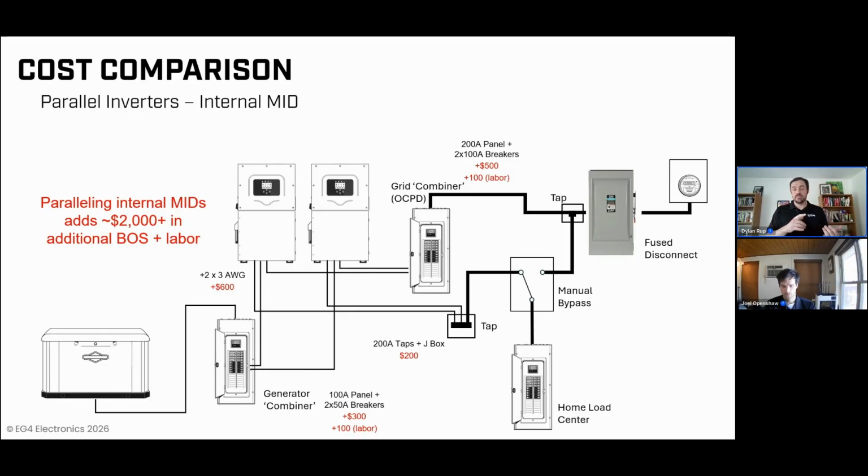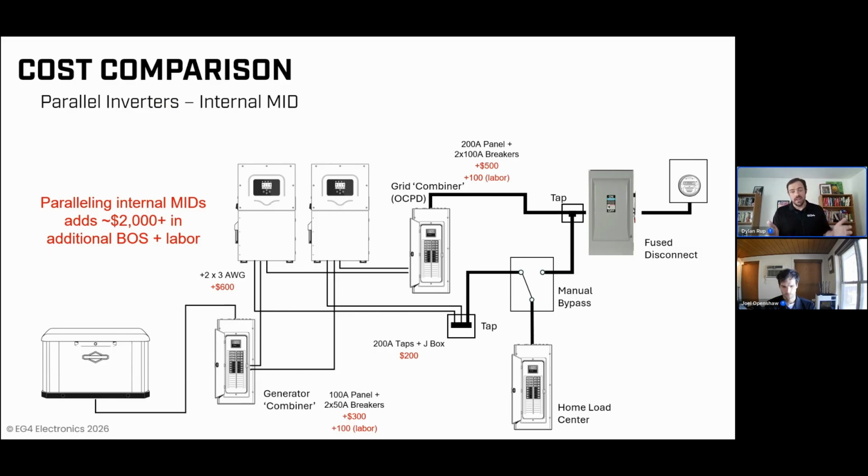That adds equipment costs in the form of load centers and pretty large breakers. It adds labor costs because you have to now mount that load center. You have to run extra conduit to it, pull extra conductors to it. Each one of those combiners, and you might have one for the incoming grid, you might have one for a generator or for an AC coupled existing solar system.